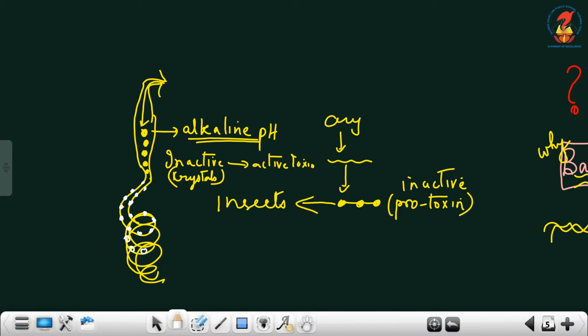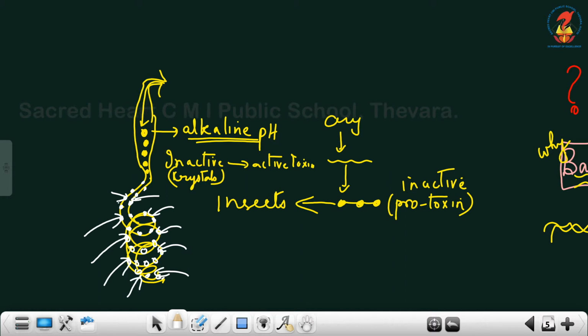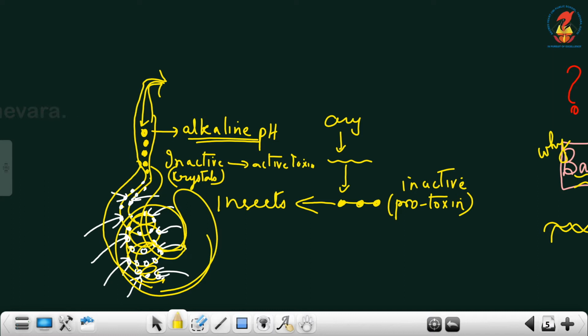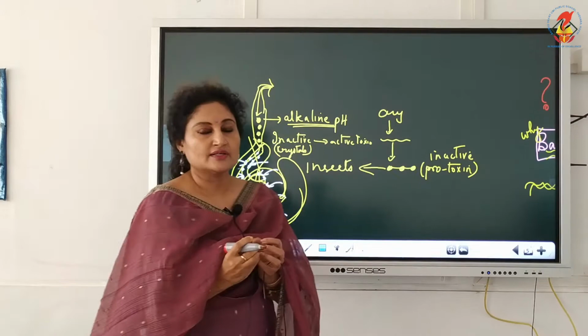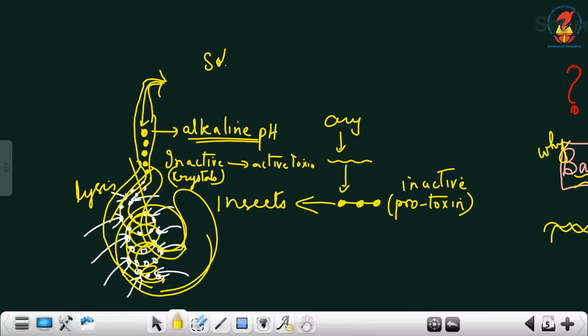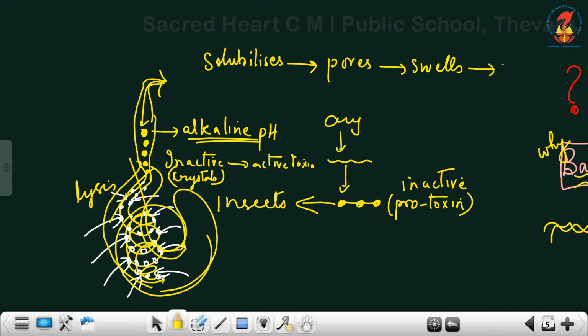It becomes porous. And once the gut becomes porous, what will definitely happen? The fluid from outside, the outside fluid of the insect, gets in. Once the fluid gets in, the gut swells. Once it swells, it bursts. That is called lysis. And the insect dies. When the gut bursts, the insect dies. So remember that sequence. It solubilizes, makes pores, then the gut swells, then lysis, and the insect dies.